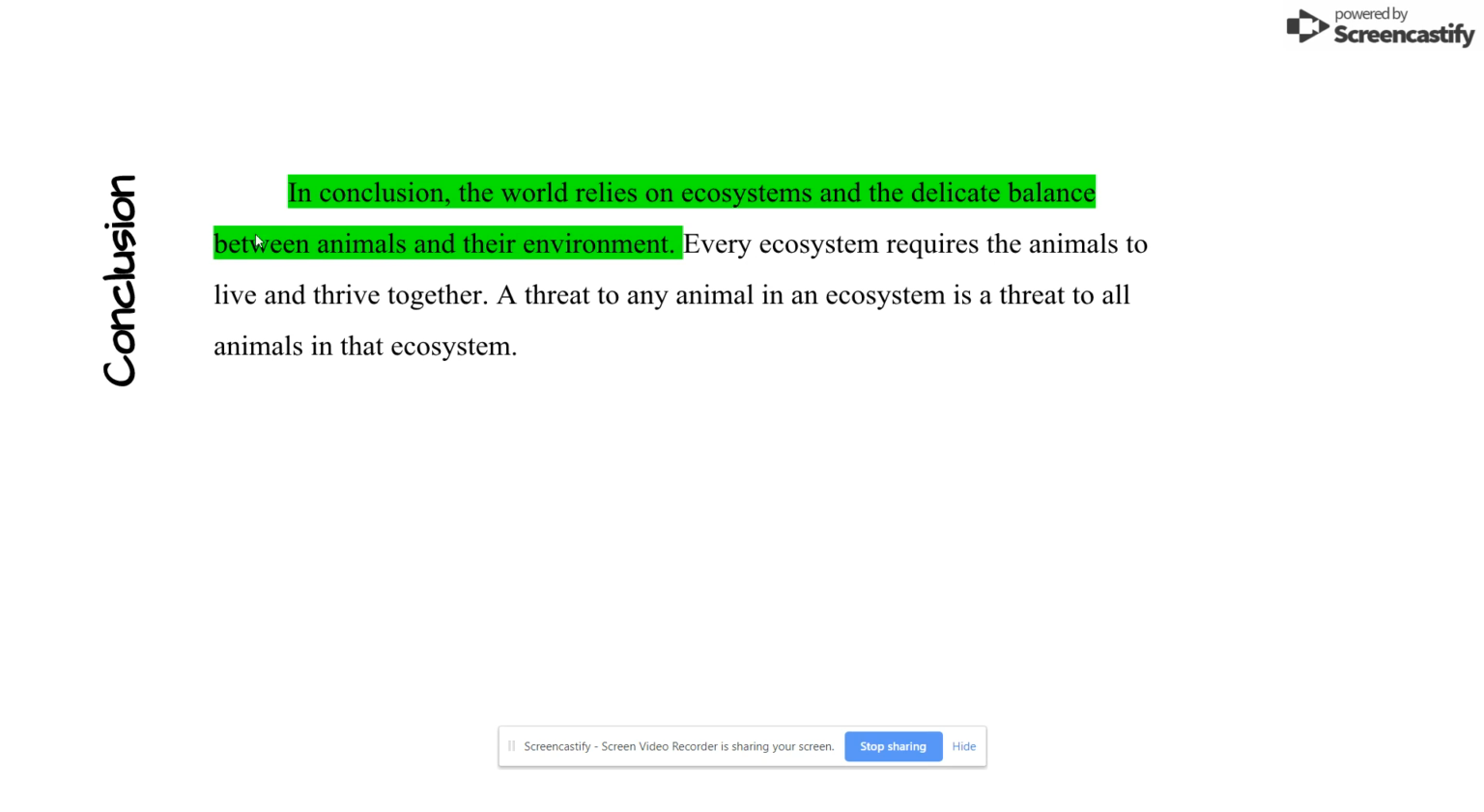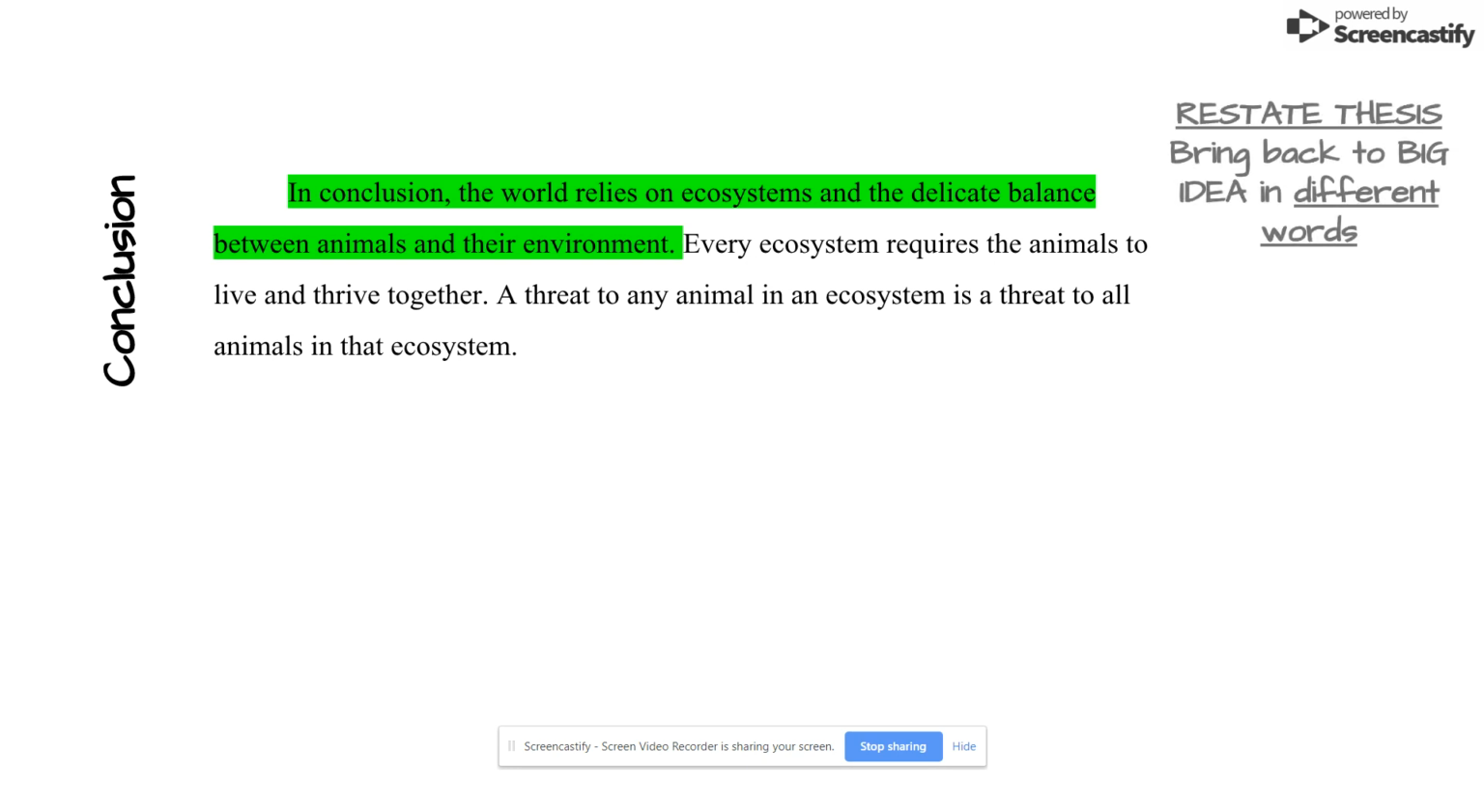That's super important. Please make sure that you are highlighting the first sentence of your conclusion in the same color as whatever you highlighted the thesis statement. That's because in our conclusion in an informative essay, we always want to restate the thesis. We want to bring the reader back to the big idea, but in different words. We don't just want to say the same thing again. That would be boring and redundant. But we want to kind of remind the reader why we wrote this in the first place.